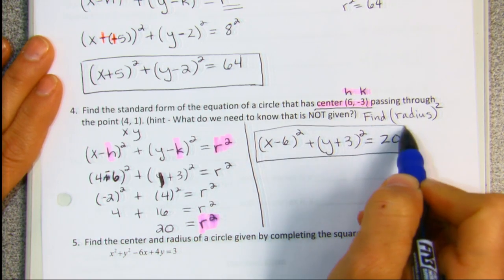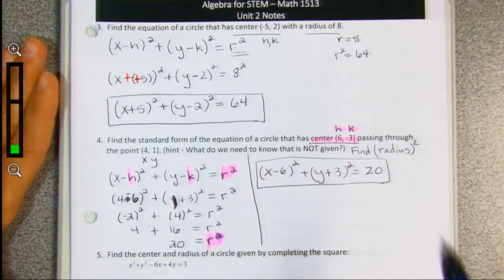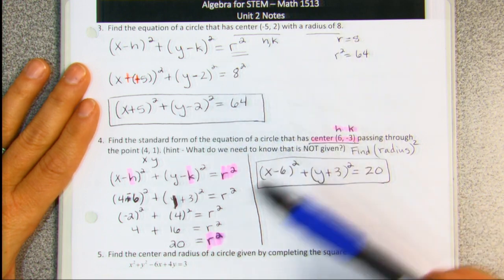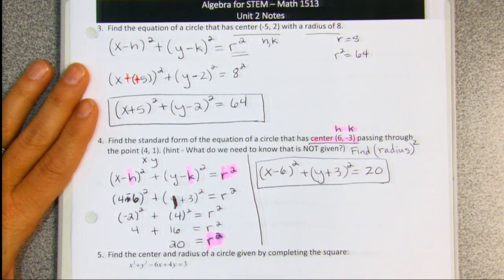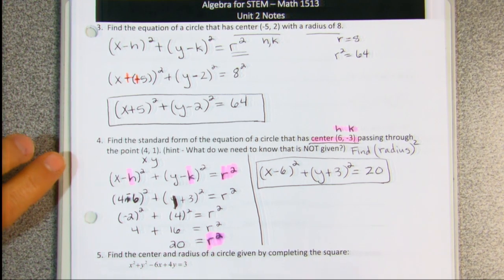So it's a little bit different than what you did before because you were given only radius. So that's why we had to square it. But here we found radius squared. You guys see that? See the difference between the two with radiuses?